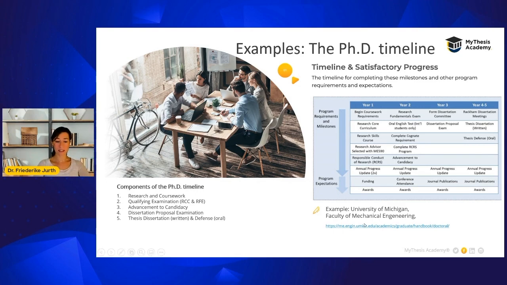Like, as I said, you have here in the 2nd year, for example, some conference attendance where you have to present your work. You have some journal publications in the 3rd to the 5th year. So some publications and also some presentations of your work, which are specific program expectations of you.